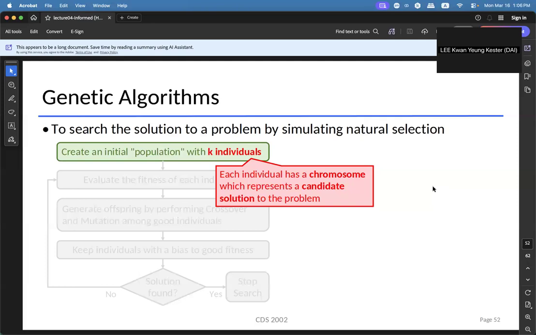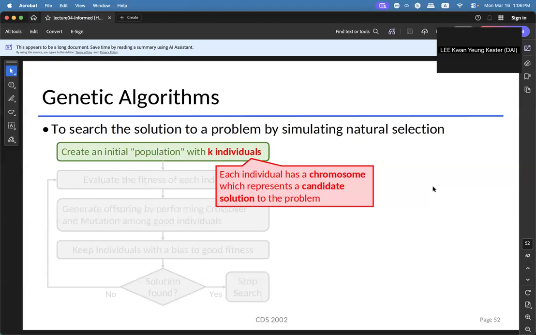And if we consider the problem we want to solve itself as the environment, and the solution that we want to generate is an organism living in the environment, then the objective value of the solution can be a measurement indicating how fit that organism is living in the environment, right? So it makes sense, right?